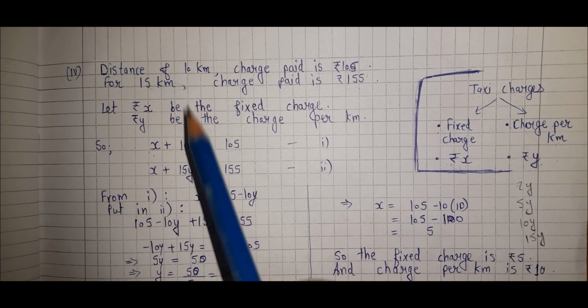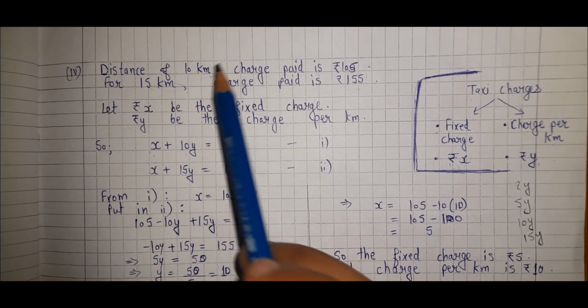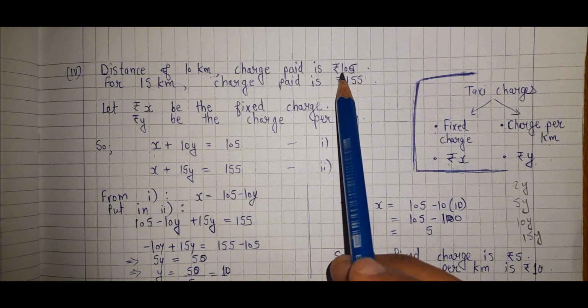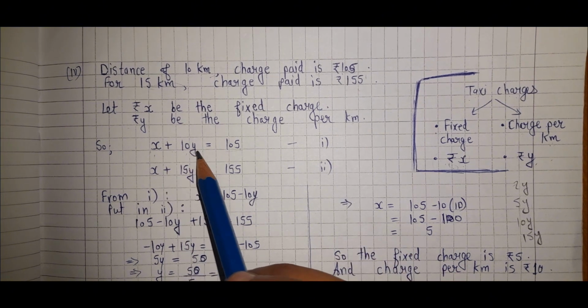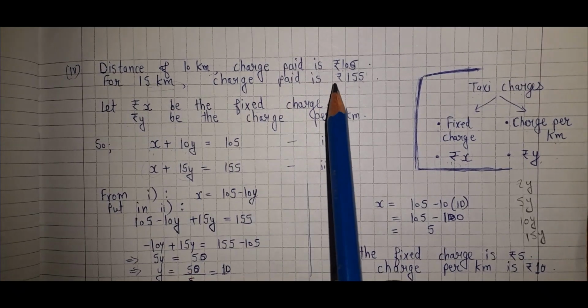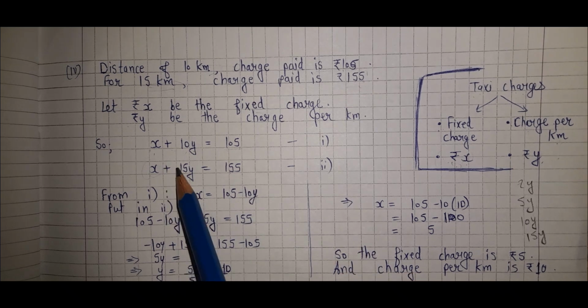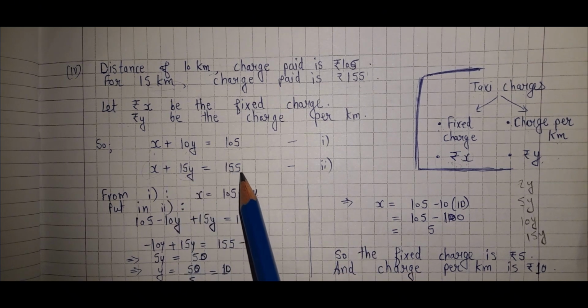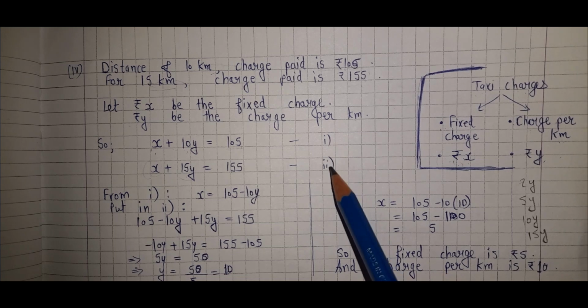According to the question, for a distance of 10 kilometers, the charge paid is rupees 105. So x plus 10y equals 105. For 15 kilometers, the charge paid is 155. That is x plus 15y equals 155. These two are our required equations.